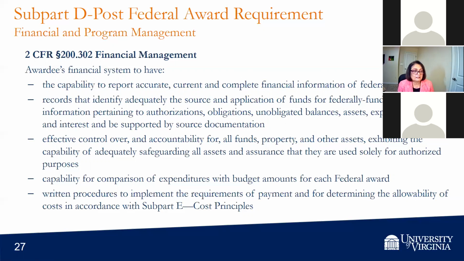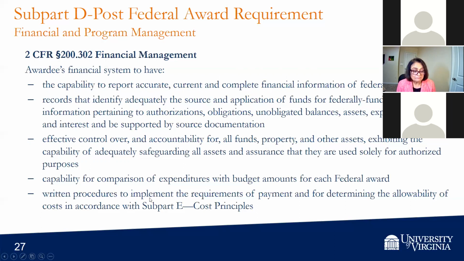Financial management system is separately discussed under 200.302. And they state very clearly that we need to have a financial system that gives the complete financial information of a federal award. We have to have effective control over all funds. We have to be able to identify property and other assets quickly through the financial system. And we are also going to be able to compare expenses against budgets.